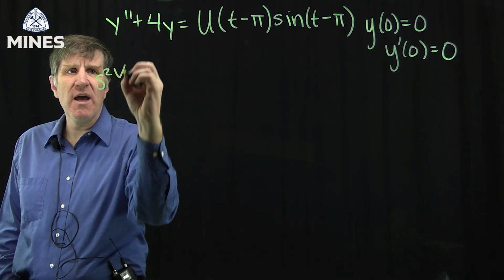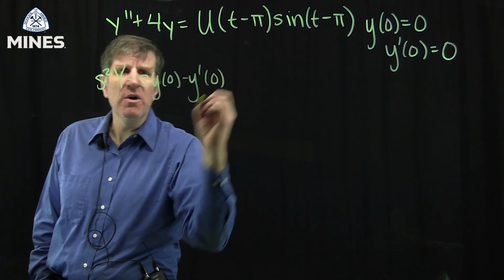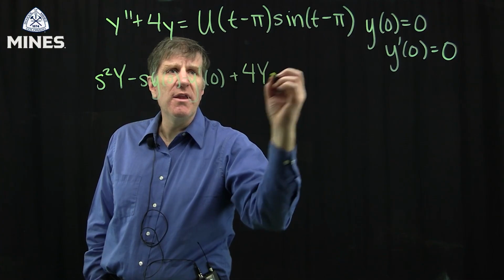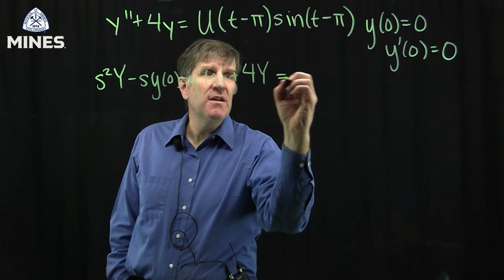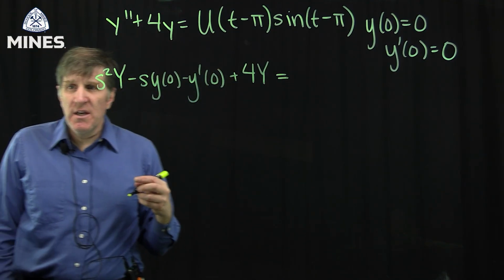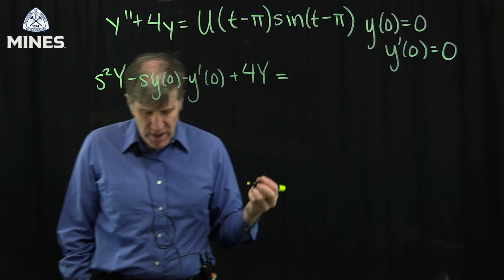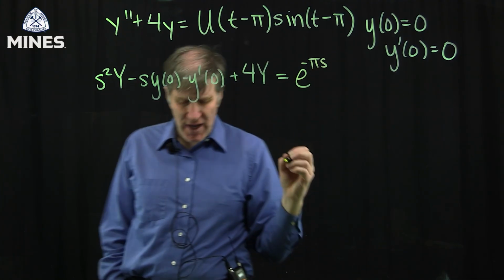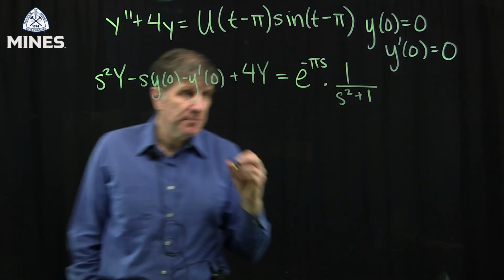We have s squared capital Y minus s y of 0 minus y prime of 0. That's the Laplace transform of y double prime, plus 4 capital Y, the Laplace transform of 4 times little y. And on the right, the Laplace transform of the step function times the sine function. Now, this is the alternate to line 5 in our table. We've done examples like this already, so I'm not going to spend a lot of time on that here, but what we get is e to the minus pi s times 1 over s squared plus 1.